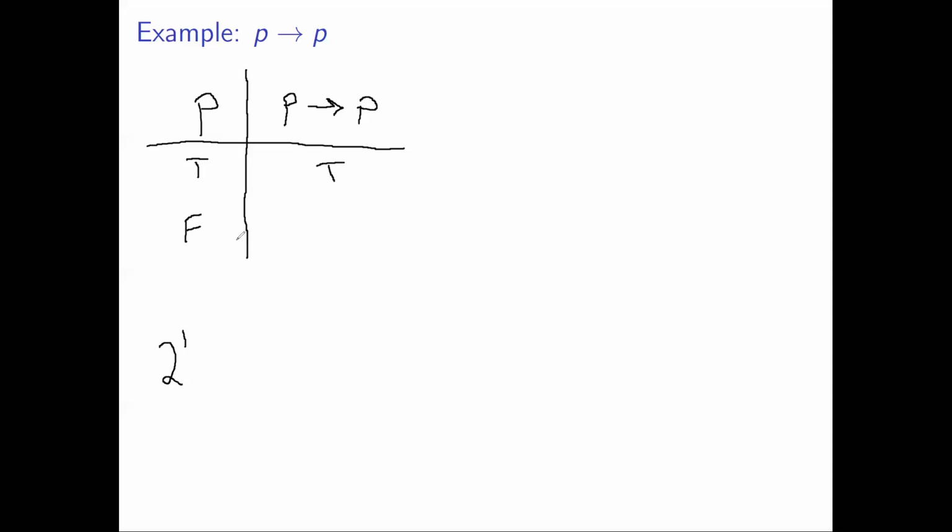And when P is false, the hypothesis is false. And as we've seen, whenever the hypothesis is false, the conclusion can have any truth value. And regardless of the truth value of the conclusion, the implication will still be true as long as that hypothesis is false. So in this case, P implies P, it's still true. So this one is a tautology. It's always true, regardless of the truth values of the propositional variables.